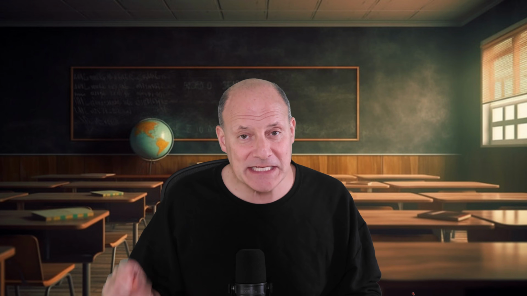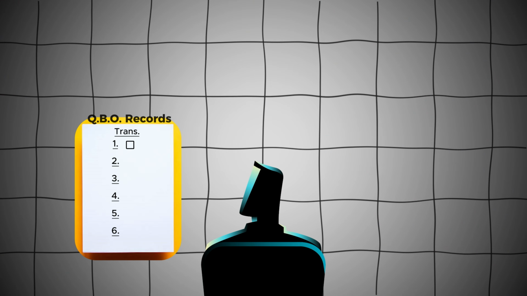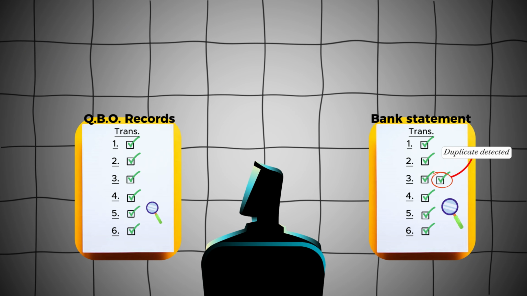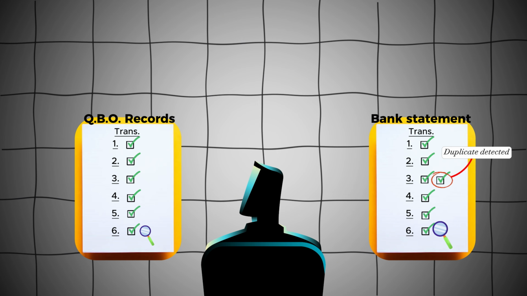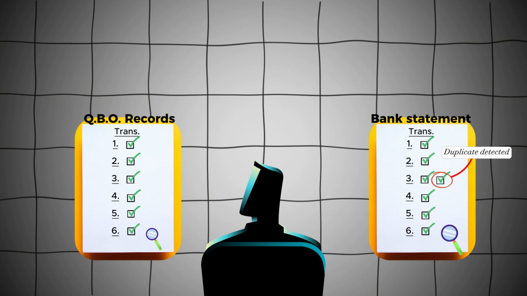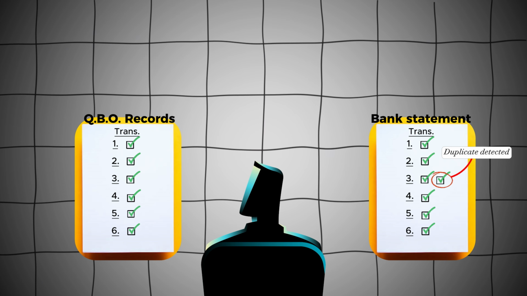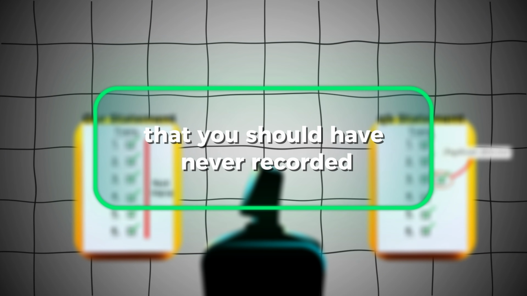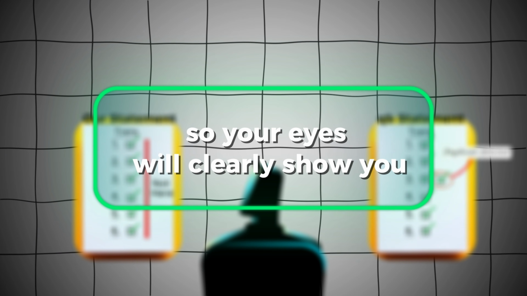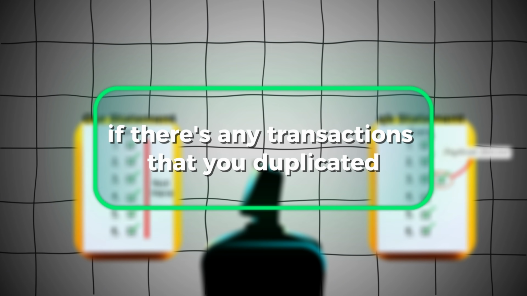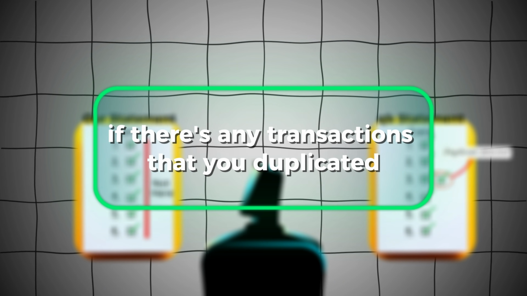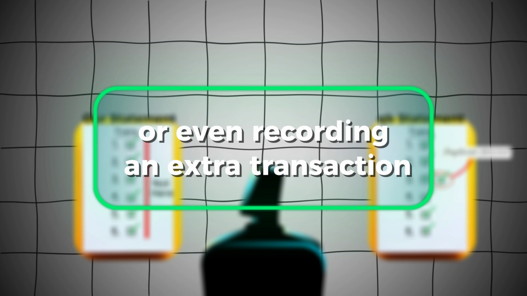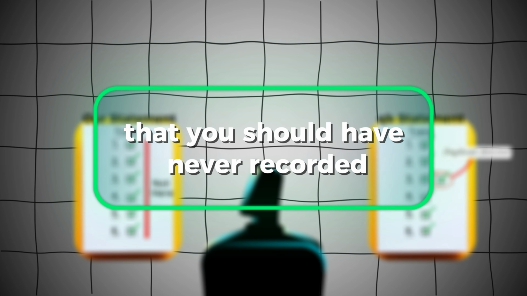So you know there's at least nothing missing. Secondly, you also know that you don't have any duplicates or extra transactions. Because clearly, if you saw a duplicate or you saw a transaction in your QuickBooks that was not on the statement, then it's obvious that you recorded something that you should have never recorded. So your eyes will clearly show you if there's any transactions that you duplicated by accidentally recording them twice, or even recording an extra transaction that you should have never recorded.